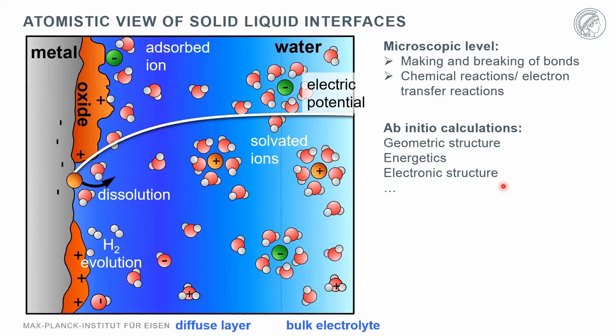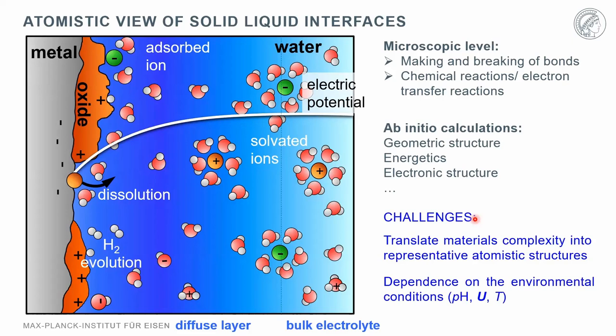Of course, there are a lot of challenges, and probably one of the biggest is how do we translate this material's complexity into a representative atomistic structure? And this is something that we face with all kinds of real materials, also at surfaces. Often our DFT cells are limited in the size that we have. We have material systems that are extending from the bulk to the environment, and we have to see also how to couple these different things.